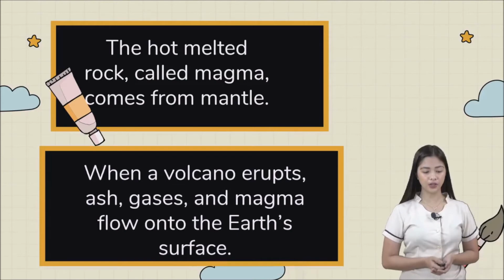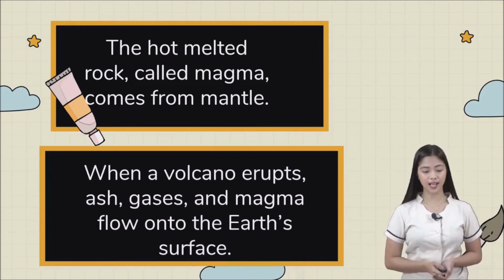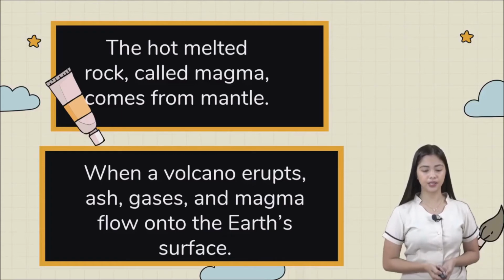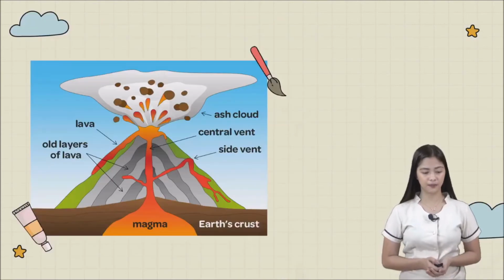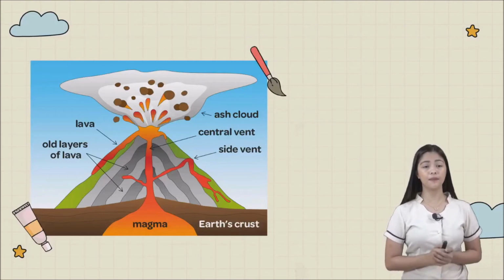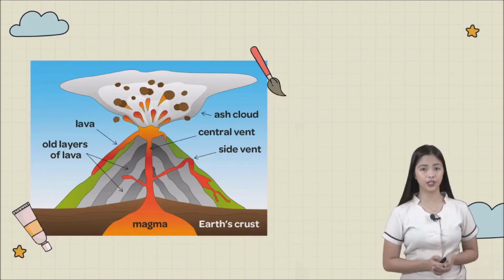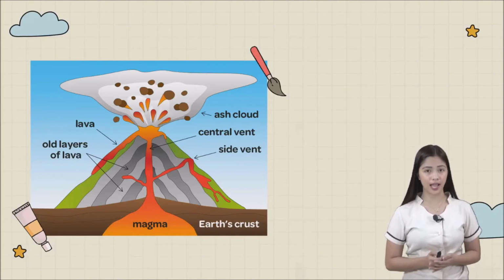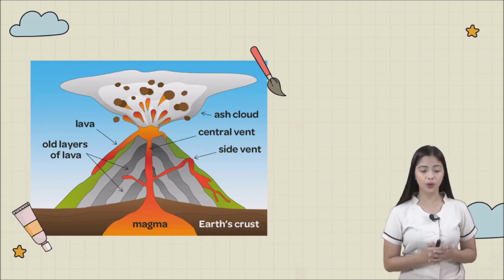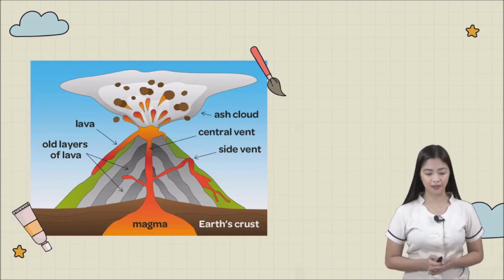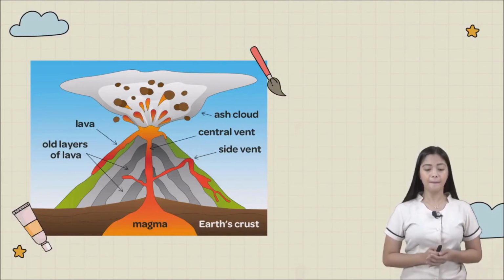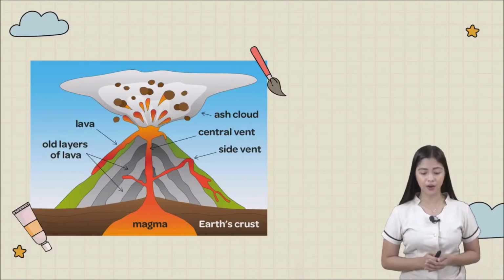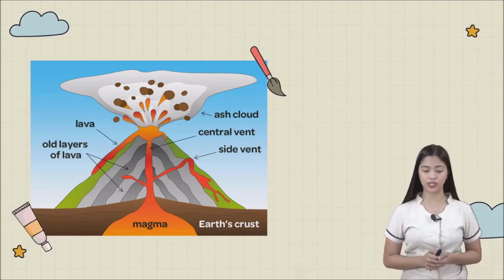When a volcano erupts, ashes, gases, and magma flow onto the Earth's surface. So let's look at this picture, kids. When the magma is still under the Earth's surface, or in the mantle, we call it magma. But once it is outside of the Earth's surface, we call it lava. Again, magma is called lava when it reaches the Earth's surface.